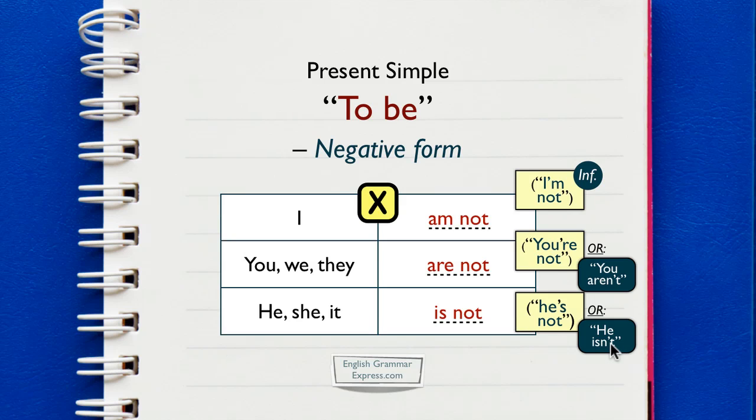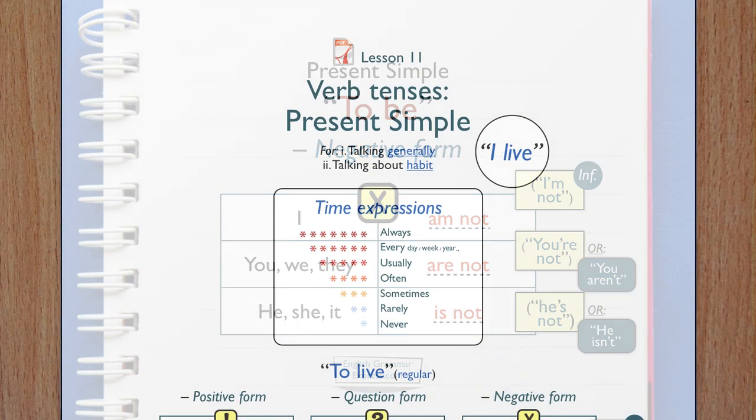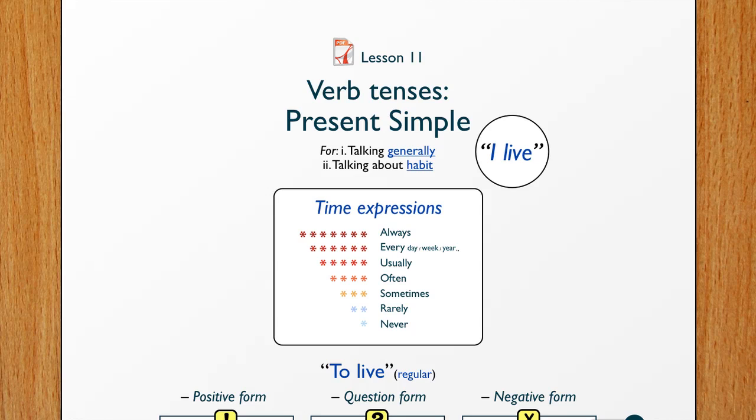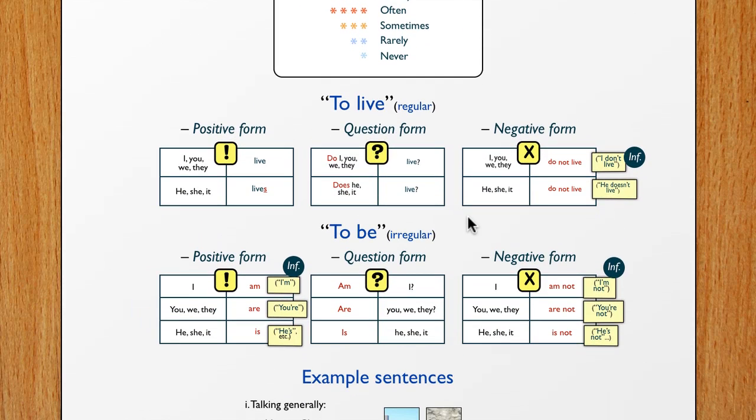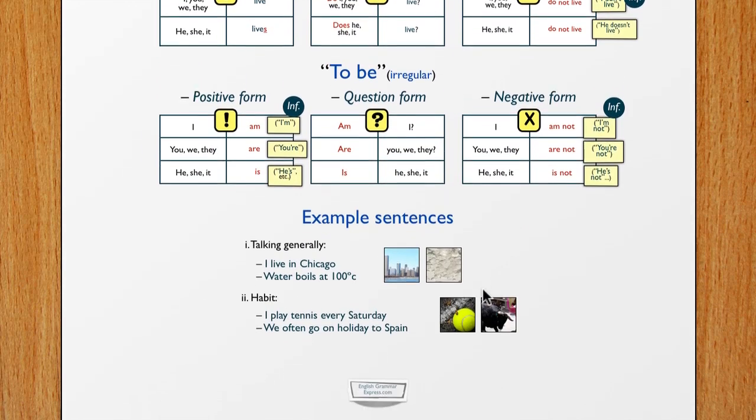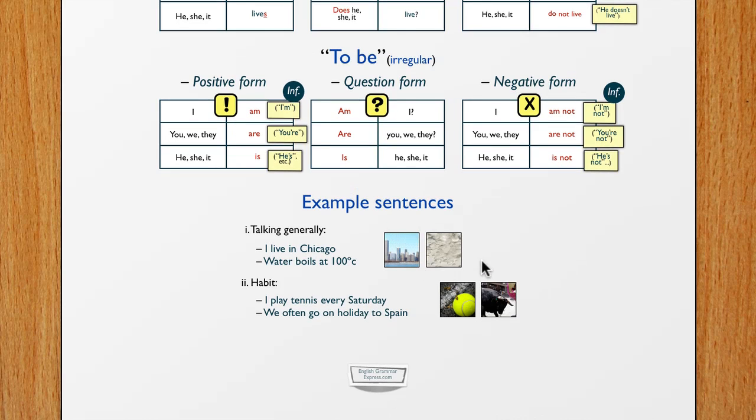So that's the end of part 2. Here is the PDF, which you can download. And as you can see, it has the time expressions. It also has the verb conjugations of to live and to be. And it has at the bottom some example sentences to remind you of the first part of this lesson.